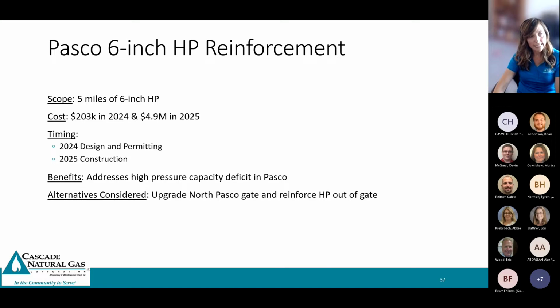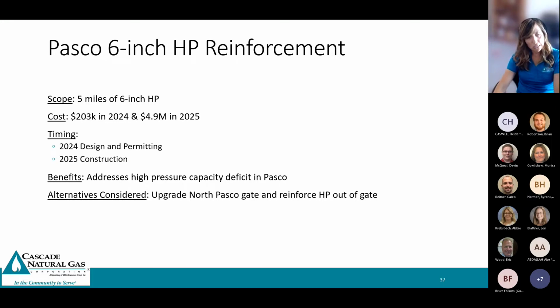And part of the reason the Burbank Heights Gate has a little more capacity is, a couple years back, we completed the Wallula Gate upgrade. So we put a backfeed on the Atelia lateral. So we're kind of shifting our capacity. As the Burbank Heights Gate, we can pull that into Pasco, into the high pressure system.